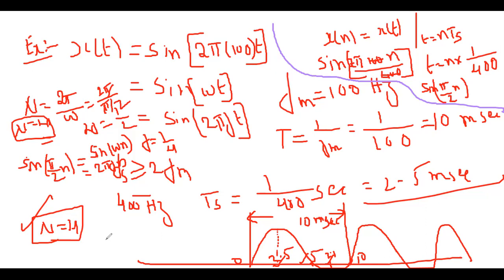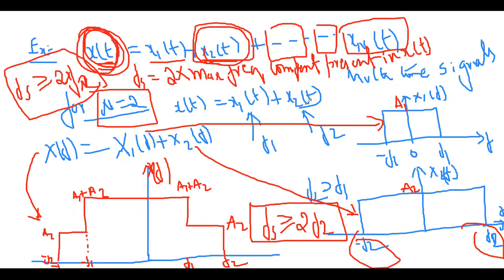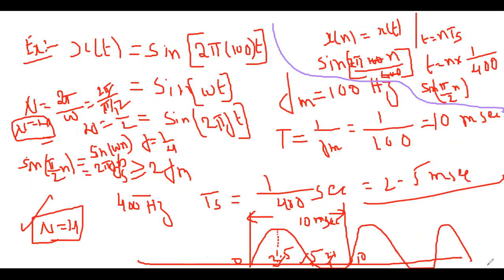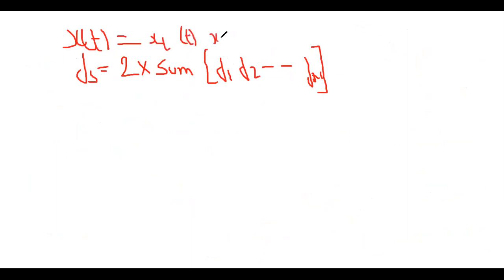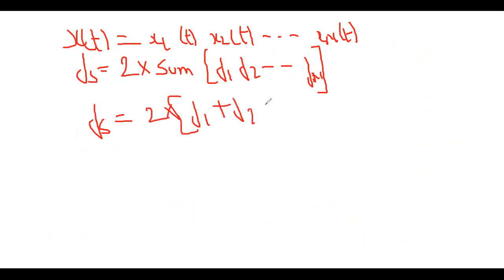Okay, my dear students, any signal is given. See, previously we had x1 of t, x2 of t, and so on, where the sampling frequency is 2 into the maximum frequency component present in the signal. Suppose the given signal x of t is x1 of t into x2 of t into x3 of t, and so on. What is the frequency component here? fs is equal to 2 into the sum of the frequencies f1, f2, up to fn. Whenever x of t is equal to x1 of t into x2 of t and so on up to xn of t in the time domain, in the frequency domain fs is equal to 2 into the sum of the frequencies, means f1 plus f2 and so on up to fn. This is the sampling frequency.